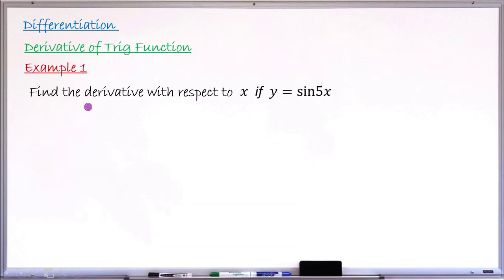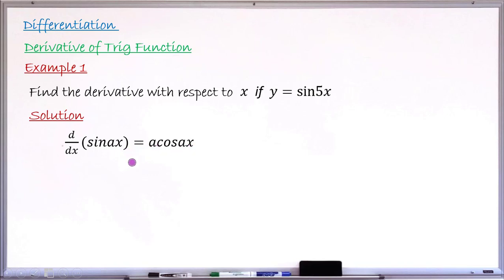Example number 1 says find the derivative with respect to x if you have the function y equals sine 5x. Solution to this problem. What we do first is to write the rule of sine ax. The rule says if you want to find d by dx of sine ax, this is nothing but a cos ax.